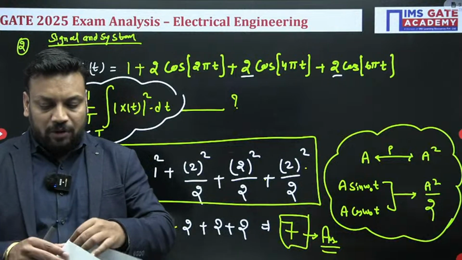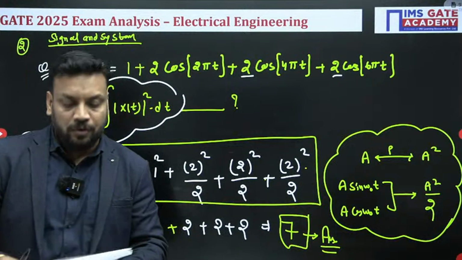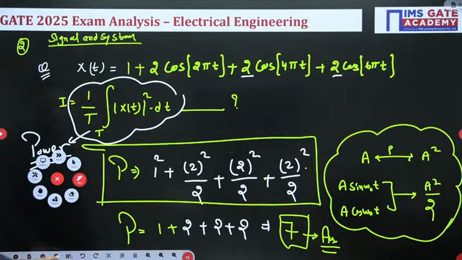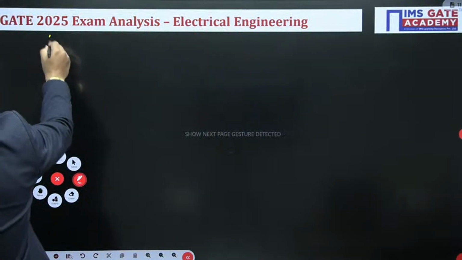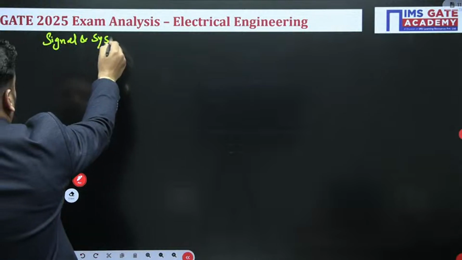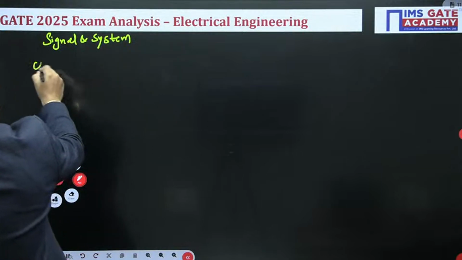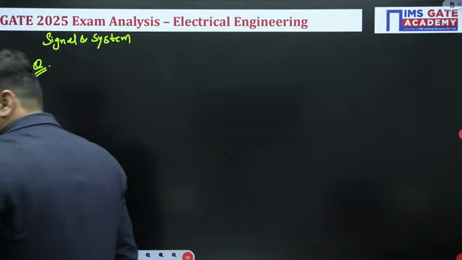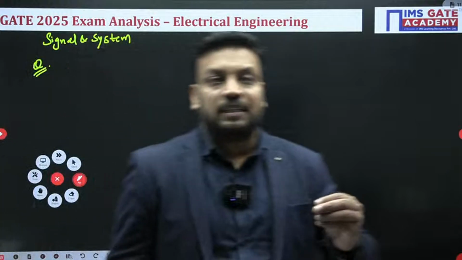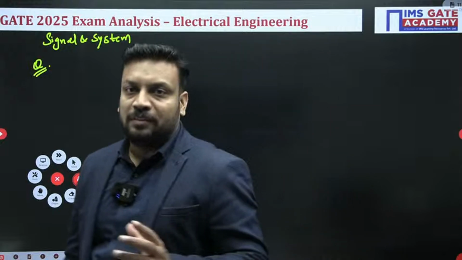Chaliye. So we have one more question, beta. One more question, all of you. x(t) equal to, that is also from signals and systems. So I am going to solve the third question here. This question is also from signals and systems. And this is a very basic question. I think everyone can easily solve this question because it is based on the properties of the impulse.